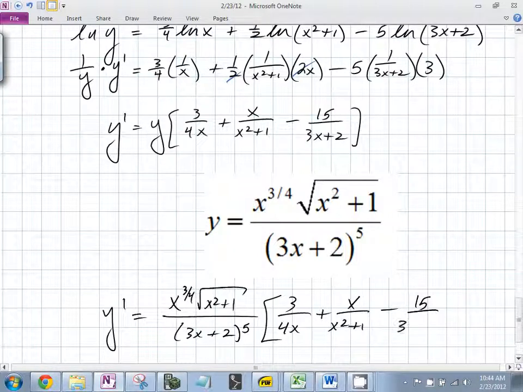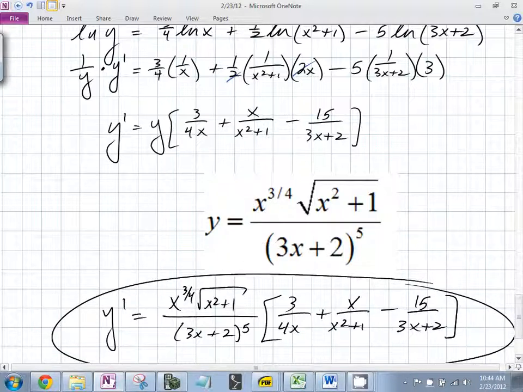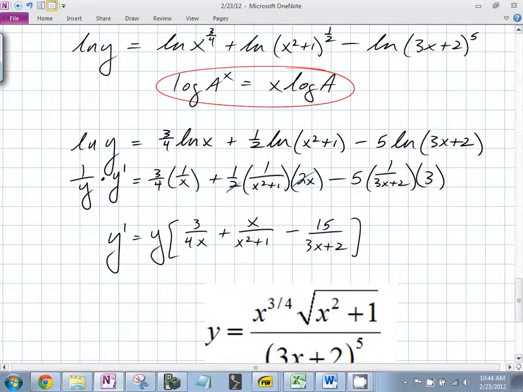3x plus 2. Done. Why is that a heck of a lot easier and cleaner than what you just did? That seems like it's longer than what you just did, but can someone tell me why that's nicer?